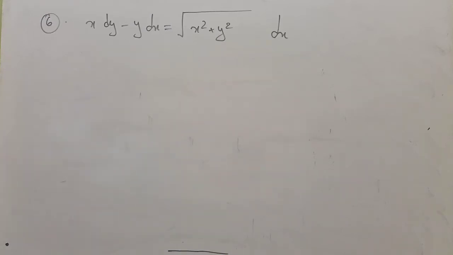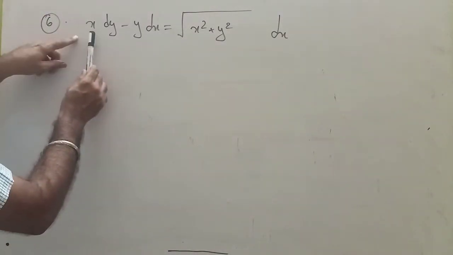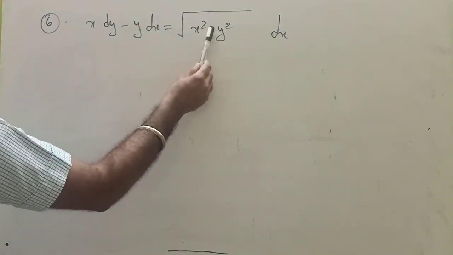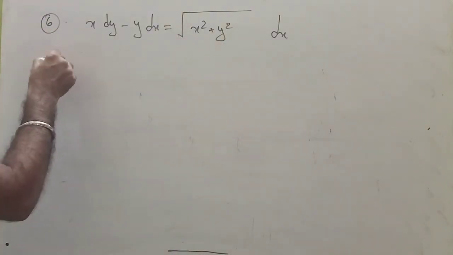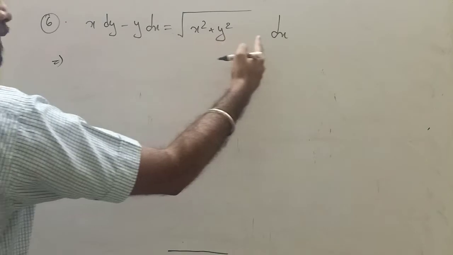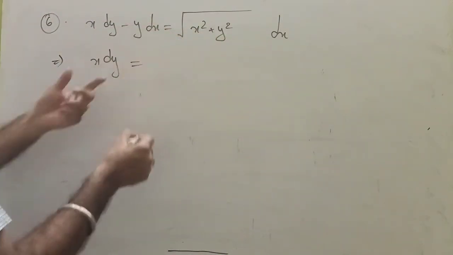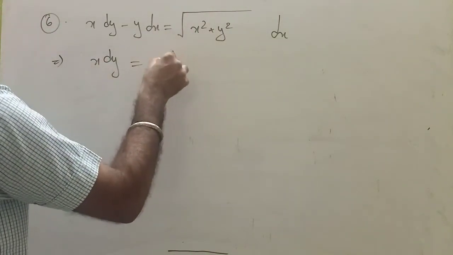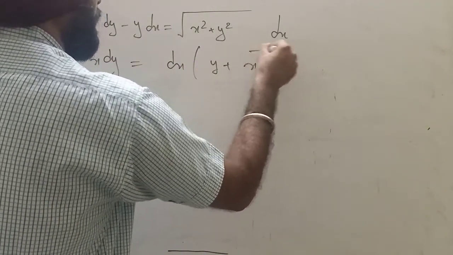Now let us take question number 6. First of all, check whether it is homogeneous or not. Degree is 1, again 1. Power 2 and under root, so degree is 1. So this is a homogeneous equation. First of all, there are two dx terms, so combine these. x dy is equal to, take this term to the right hand side and take dx common, y plus under root of x square plus y square.